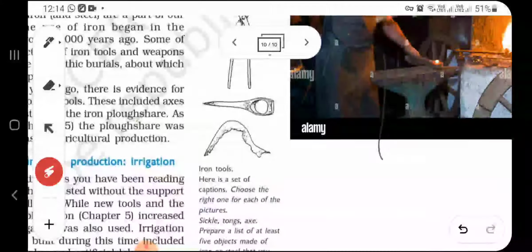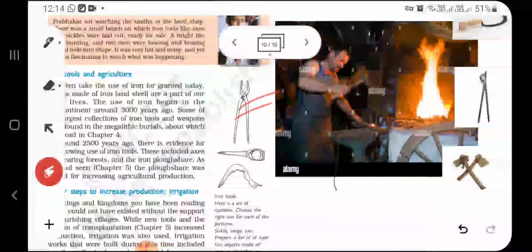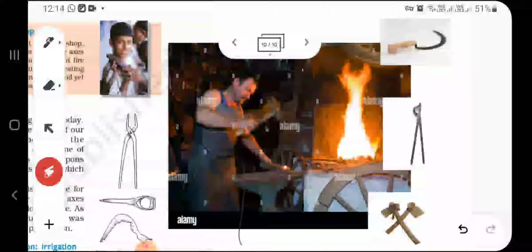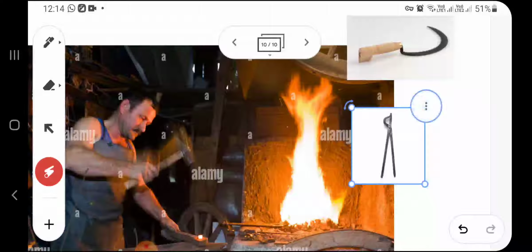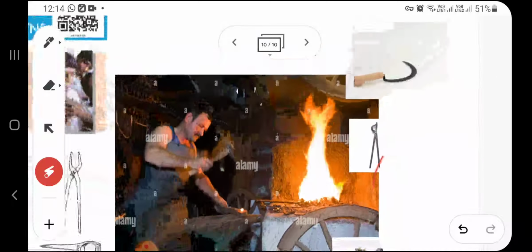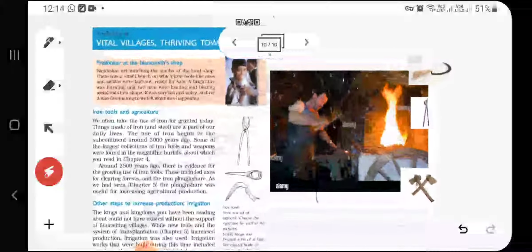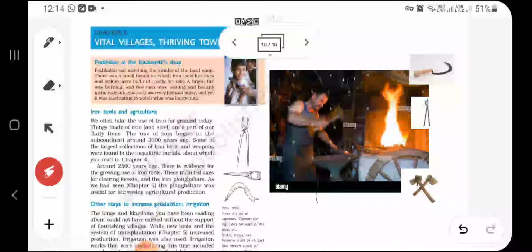So this is sickle, and this is tong, see, tong, and this is axe. Okay, so you can see this is sickle, and this is tong. Okay, and you can see here axe. Okay, this is axe. Okay, I think this is the explanation of the first page. I'll meet you in the next video with the explanation of the second page. Thank you.